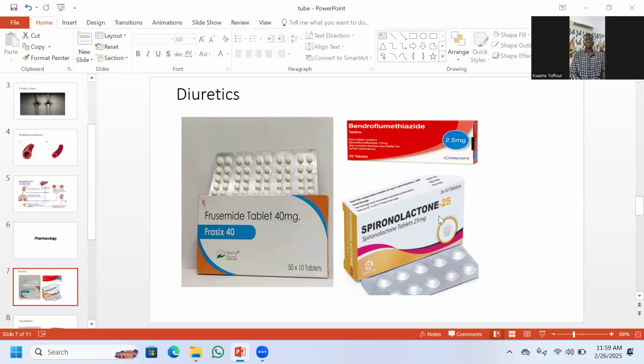So we have various types. We have the loop diuretics, and that's the first one, furosemide. Furosemide is an example of a loop diuretic because it works at the ascending loop of the renal tubules or the nephron.